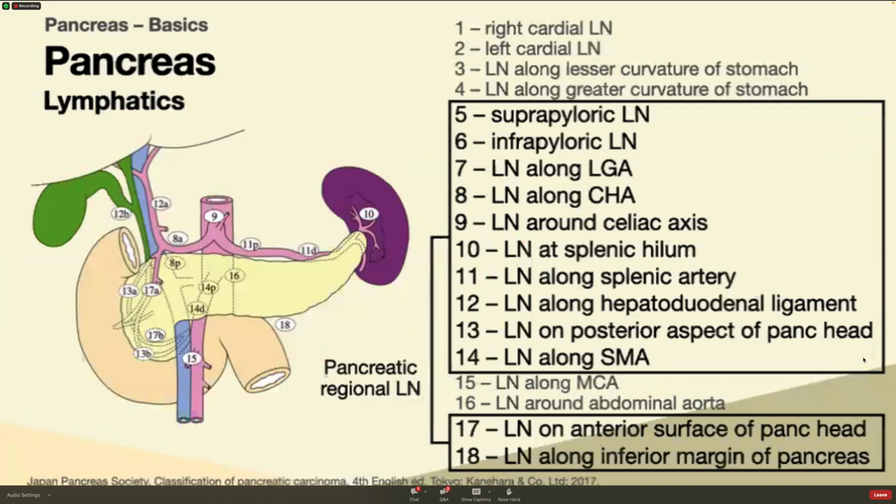For the lymph node drainage of the pancreas, you just have to memorize the lymph node stations. So regional lymph nodes of the pancreas include stations 5 to 14 and 17 and 18. The rest of the lymph node stations are considered distant metastatic sites.